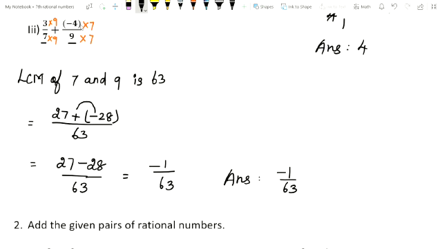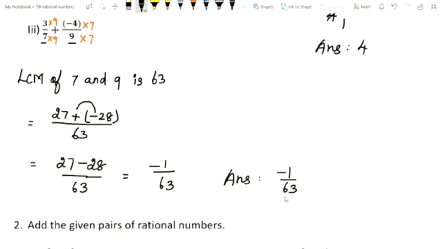7 into minus 4, what will you get? Minus 28. Now see here, plus minus. So now multiply this: plus into minus you will get minus. Okay, so 27 minus 28, what will you get, children? Minus 1 by 63. So what is the answer? Minus 1 by 63. Do you understand, children?